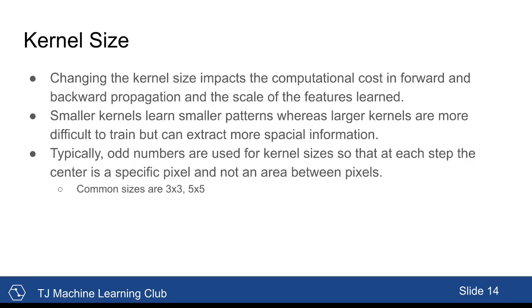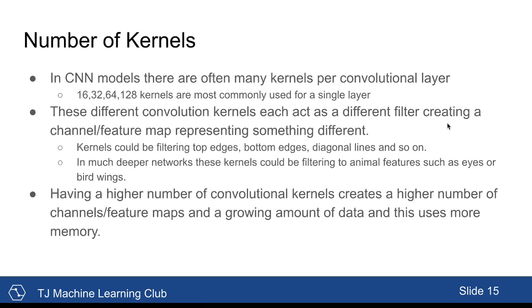Normally we use odd numbers for kernel sizes, so that at each step, the center is a specific pixel and not an area between pixels. If you had a 4x4 kernel, the center would just be the intersection. That's why common sizes you'll see in CNNs are 3x3 kernels, 5x5, possibly even 1x1s, which would simply adjust the number of channels. This is a parameter you could mess with if you're actually coding your own CNN. Now we have the number of kernels.